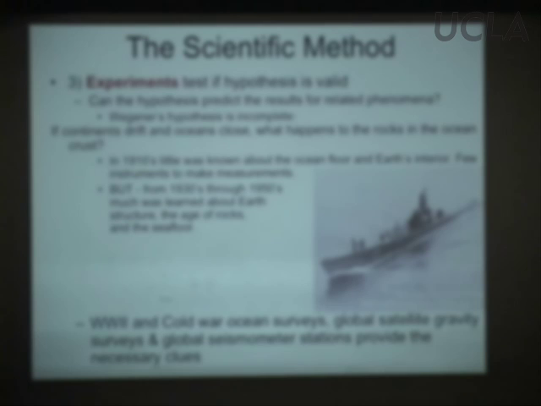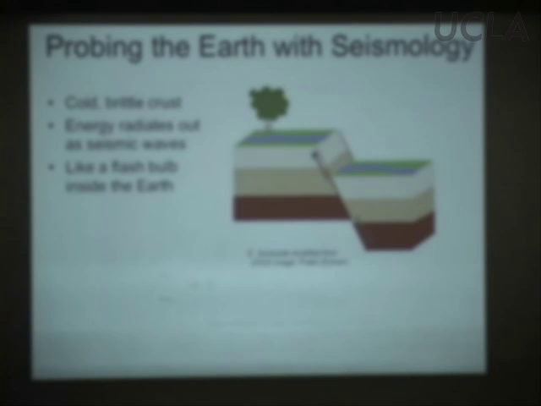scientific progress. Okay? And so during World War II, during the Cold War, in fact, the United States and other countries put quite a bit of resources into mapping out the shape and other properties of the ocean. And that turned out to give us some clues that we didn't have at the time we were evaluating Wegener's original hypothesis. So what are these sources of information?